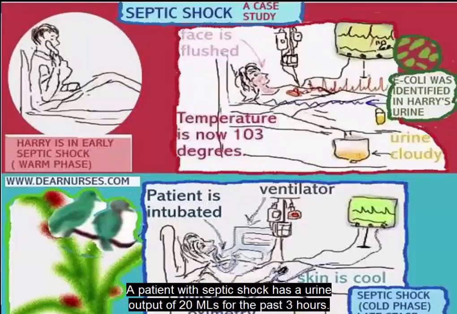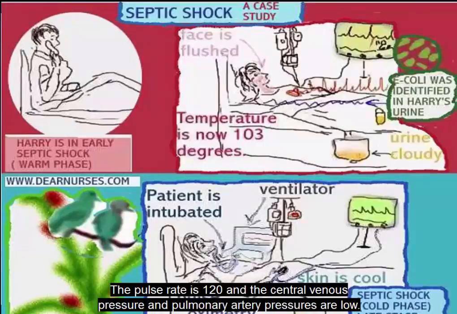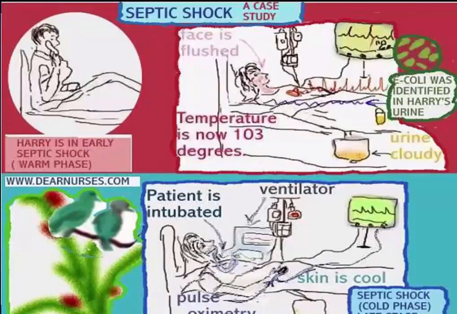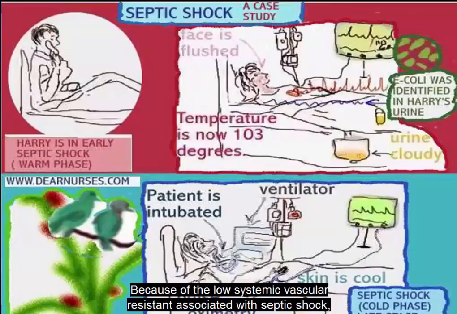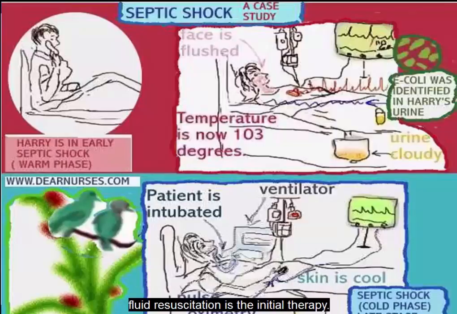A patient with septic shock has a urine output of 20 mL for the past 3 hours. The pulse rate is 120 and the central venous pressure and pulmonary artery pressures are low. What does the patient need? Because of the low systemic vascular resistance associated with septic shock, fluid resuscitation is the initial therapy.